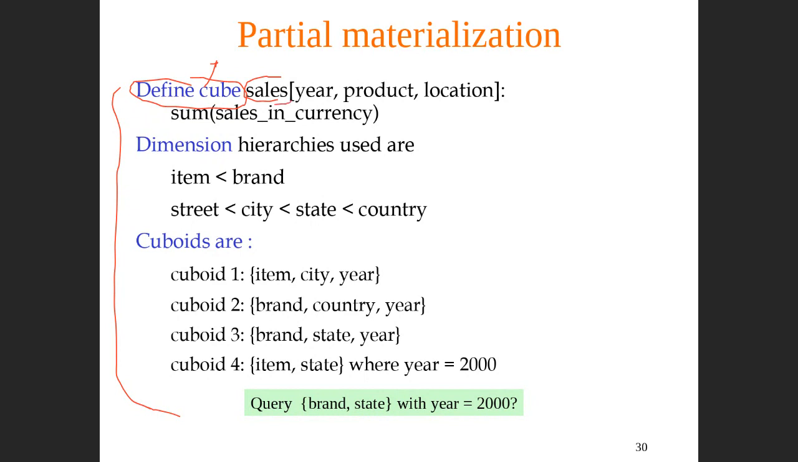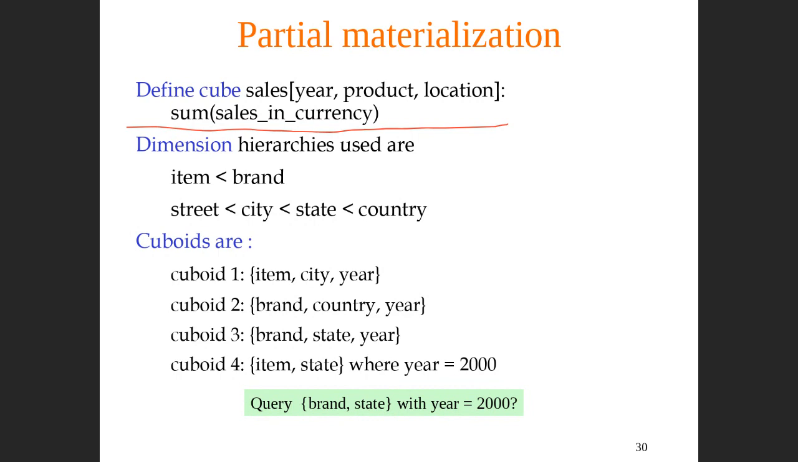Then we have the three dimensions: year, product, and location. These are the three dimensions we require. Then what is the measure we require? We need to find the sum of the sales, in the currency, or total sales. In other words, how many dimensions were there? Three dimensions: year, product, and location. And what do we need to figure out? We need to find the sum of the sales, the total sales.